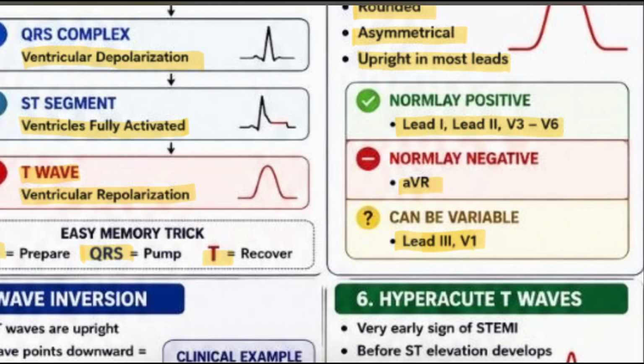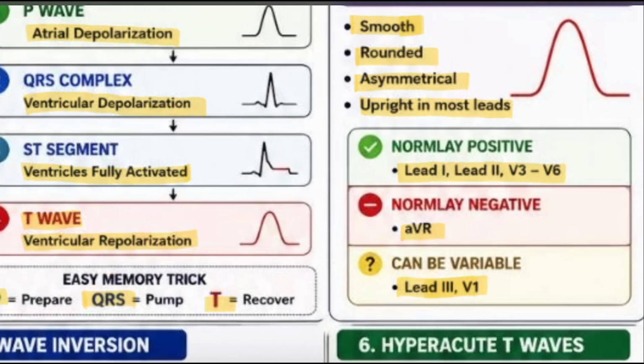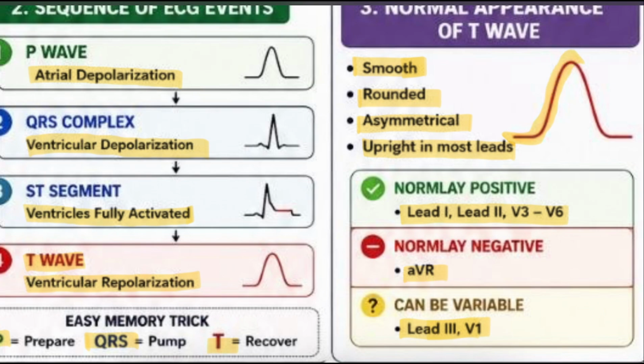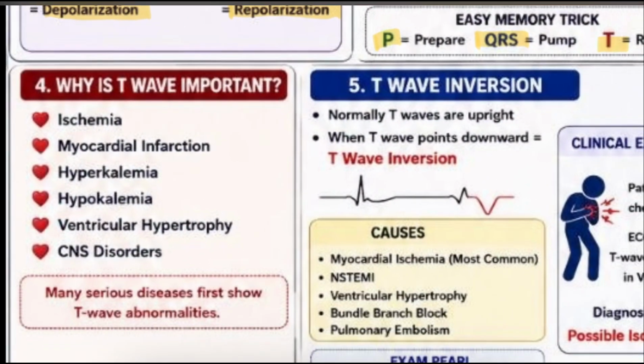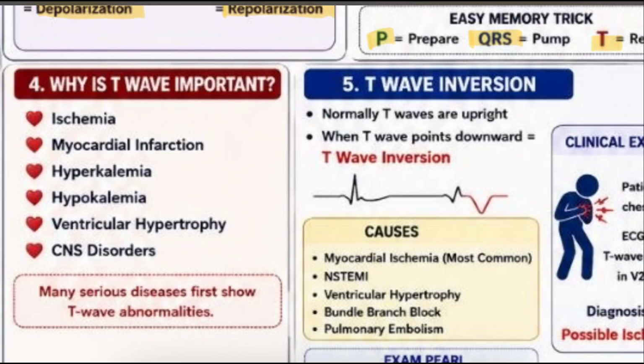So in lead 1, lead 2, and V3 to V6, the T wave will normally be positive, meaning it looks like this type of structure. We call that positive. If the T wave is going down, then we call that negative. So normally in aVR we can say negative, and it can be variable in lead 3 and V1.